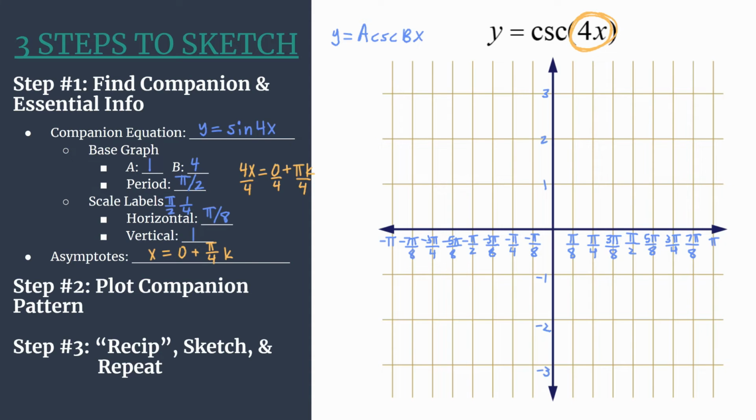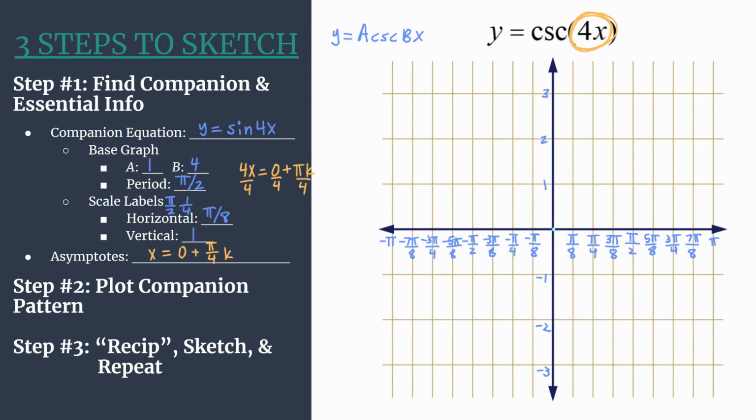All right, so now that we have all of our analysis done, we can move to step 2, where we're going to plot our companion pattern. So basically we're graphing y equals sine 4x. Do this lightly or in a different color because this won't be our final graph, of course, it's our companion. Remember that the sine pattern that's unreflected, meaning no negative out front, is going to be starting at the origin with an x-intercept, then a maximum, another x-intercept, a minimum. So we'll do that now.